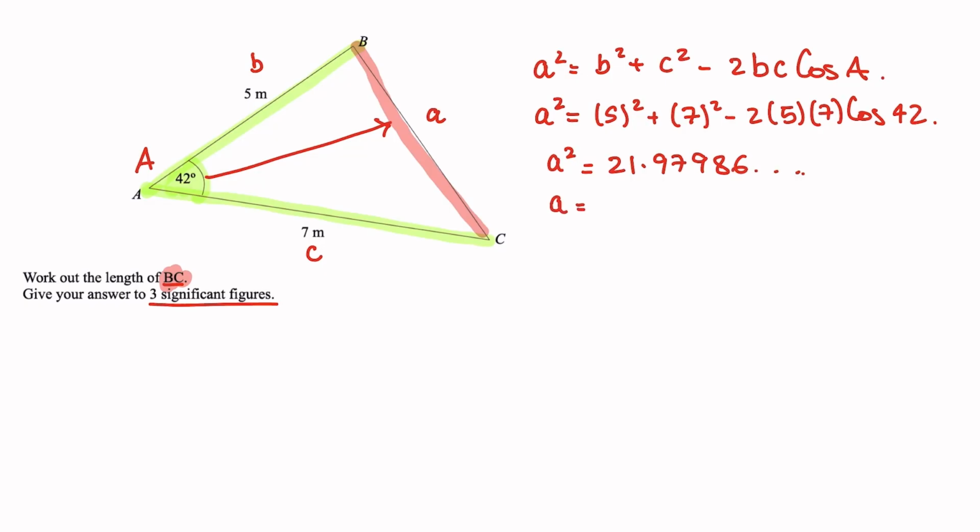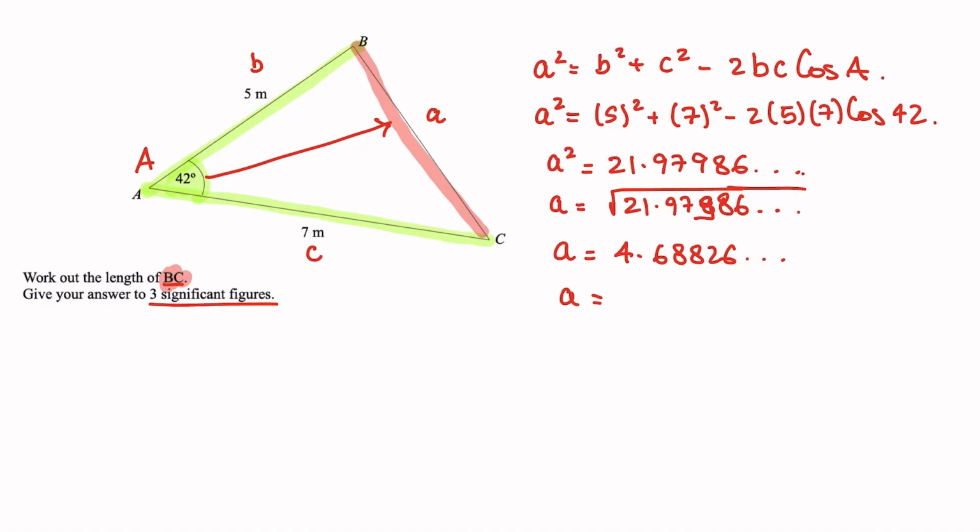Then finding the value of a by taking the square root of 21.978 gives the value of a as 4.68826... And now if you round the answer to three significant figures, three significant figures simply means the first three non-zero numbers.